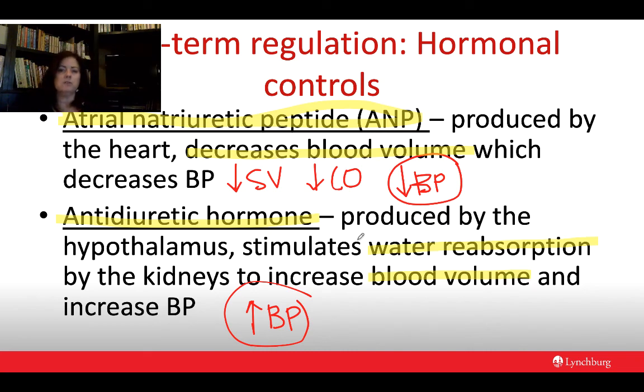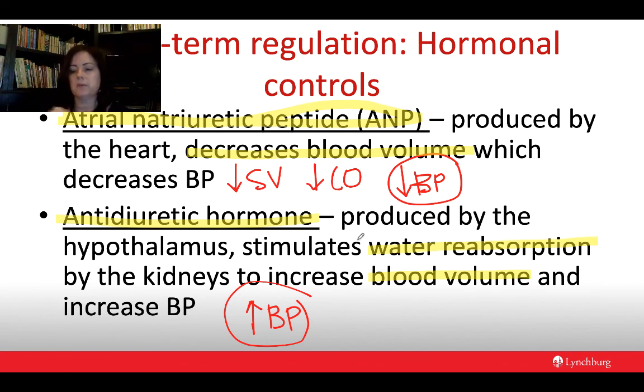And so I always tell students to think about this as like the heart wants to protect itself. And so if the pressure gets too high, it's going to want to bring it back down. And so if the pressure increases too much for too long a period of time, it's going to release atrial natriuretic peptide to decrease blood volume and bring our pressure back down.